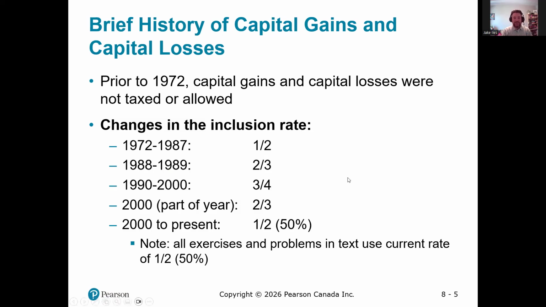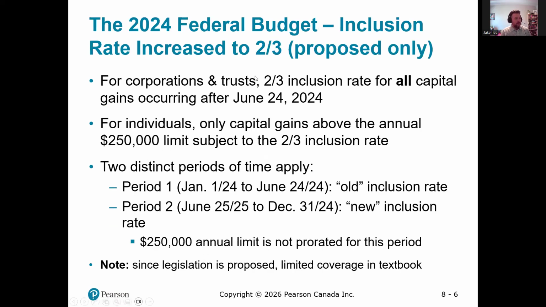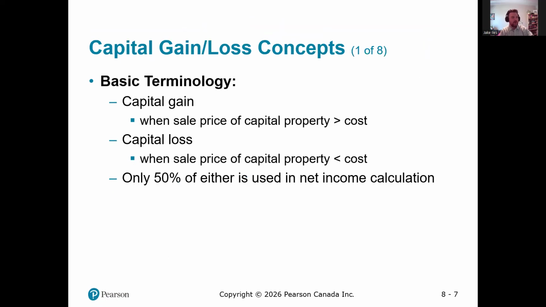But all of our calculations in this chapter for your purposes are going to use that 50% inclusion rate. The proposal is only for two-thirds for gains over $250,000. I'm not going to emphasize this right now. Just focus on that 50% inclusion. We're not going to complicate it.